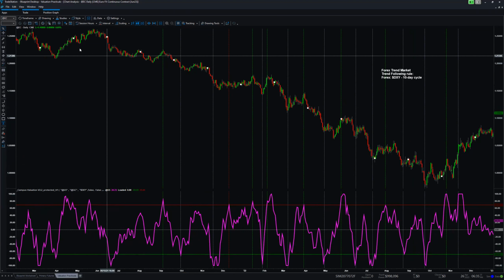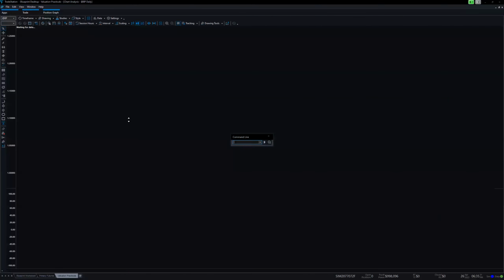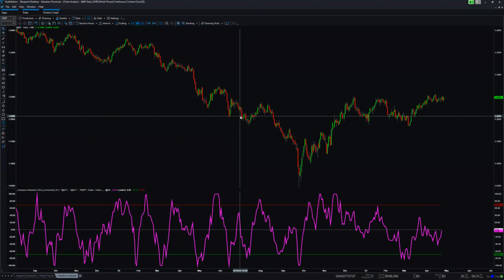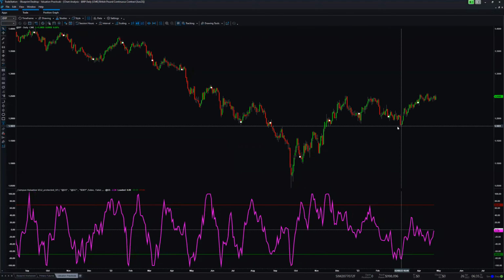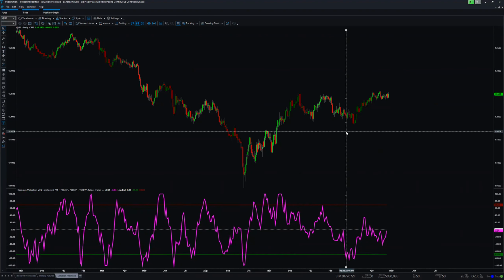So we did the euro. We could also do the British pound, for example. All of the majors that are paired against the US dollar are usually going to work very well.